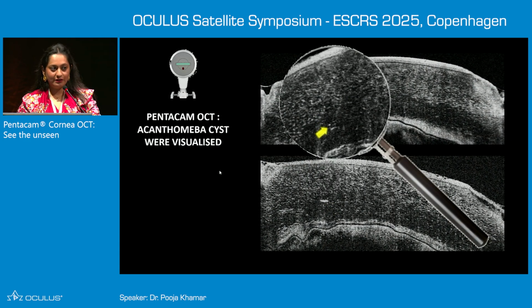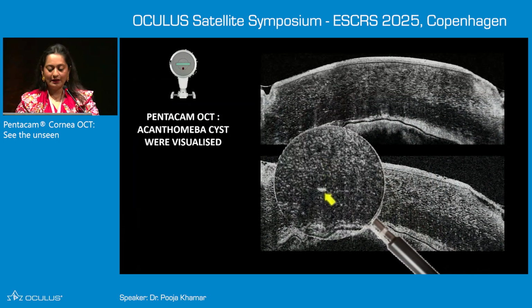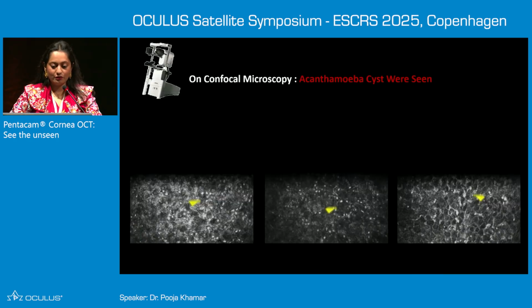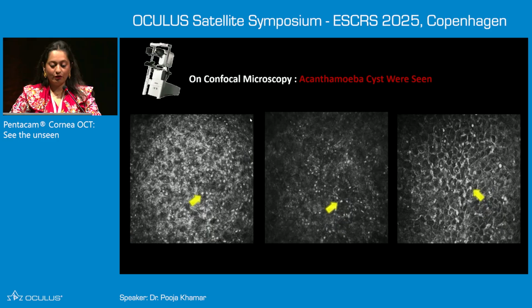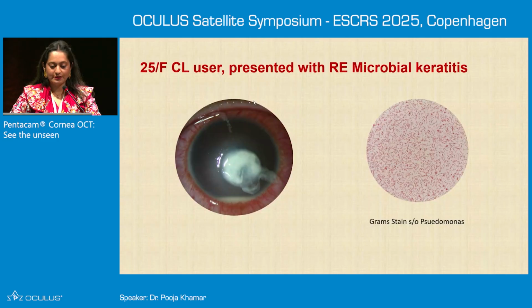So we wanted to see whether Pentacam OCT can help us identify the cysts or the trophozoites, which could be a factor in recurrence of the disease. You can see that this is one of the early cases, but you can actually make out how the cysts can be picked up on Pentacam OCT. Whether this is a true picture or not, we went ahead and did a confocal microscopy to confirm. And yes, on confocal microscopy also you can see these cysts.